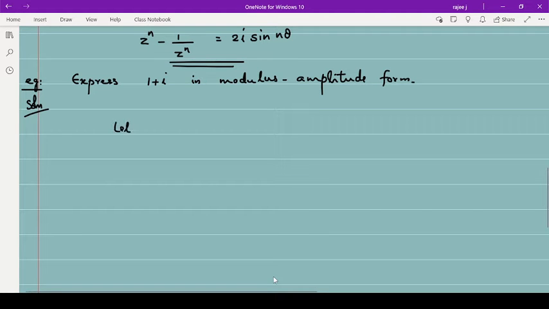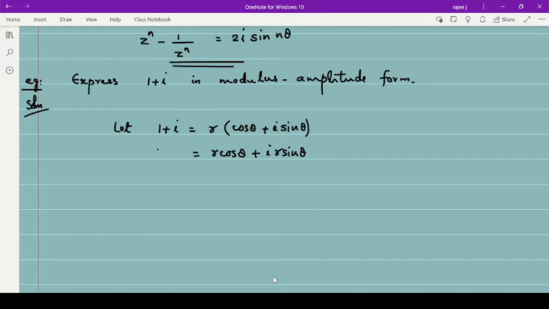So let 1 plus i equal r into cos theta plus i sin theta. So what we have to do here is get the value of r and theta. Now just open this one: that is equal to r cos theta plus i into r sin theta.